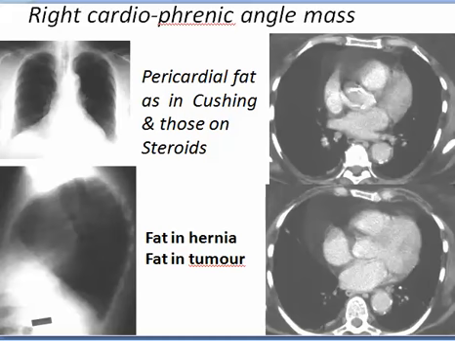Here in this case, there is a right cardiophrenic angle mass. Of course, this is fat. And pericardial fat may be abundant, as in Cushing syndrome, and in those who are on steroids. This is called the right cardiophrenic bed of fat.